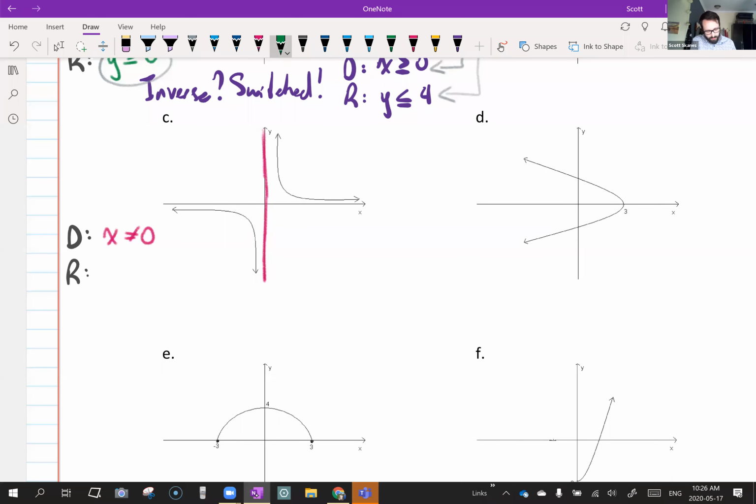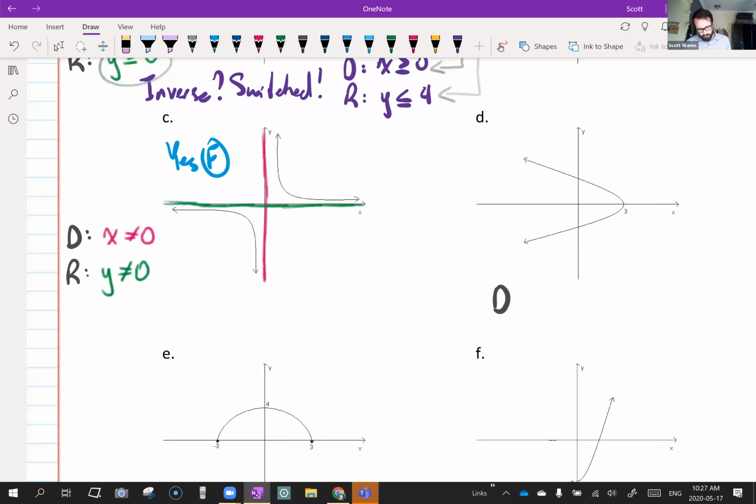For the y, it looks like the y value can also never be 0. So we'd say y can never be 0. It can be everything else. So those are the main conditions, okay? As long as that's in the domain and range, you'll be okay. For this one, the next one, first of all, by the way, this is a function. Yes, it is a function.